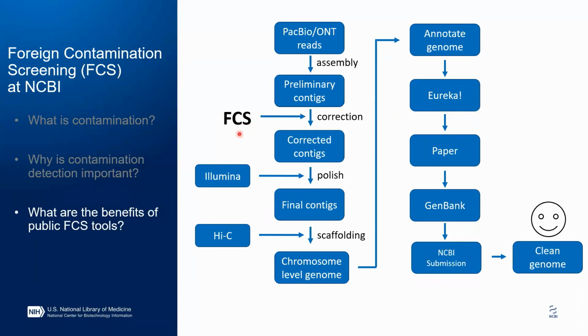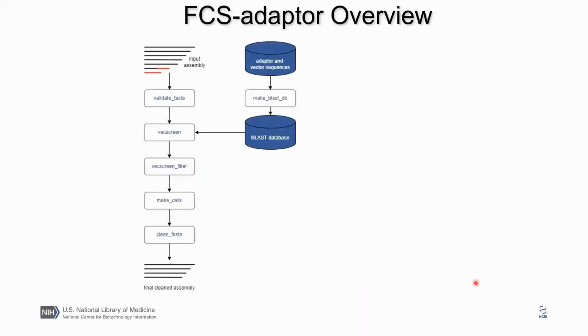Public access to FCS tools allows genome submitters to screen assemblies much earlier in the process. For example, immediately following the contig assembly stage. This allows users to identify and address contamination issues earlier and save the headache of redoing work. And in the future, we will have a system set up to allow genome submitters to submit their clean sequences along with contamination reports to streamline the submission process.